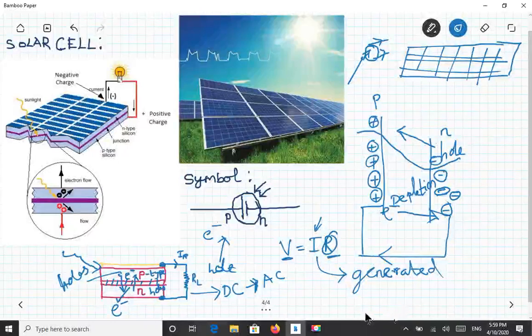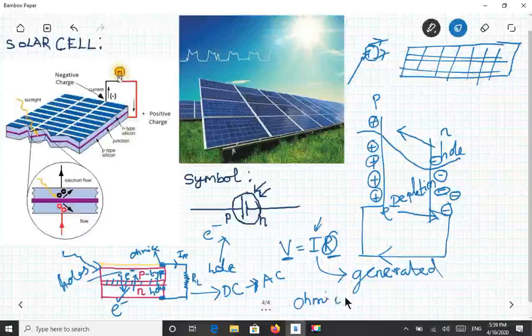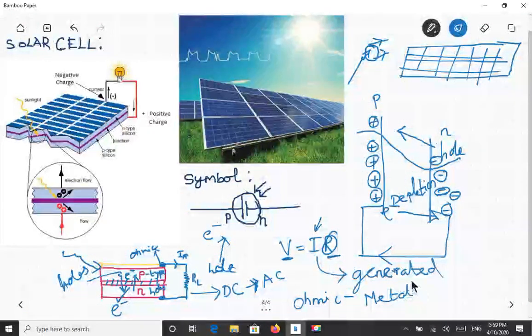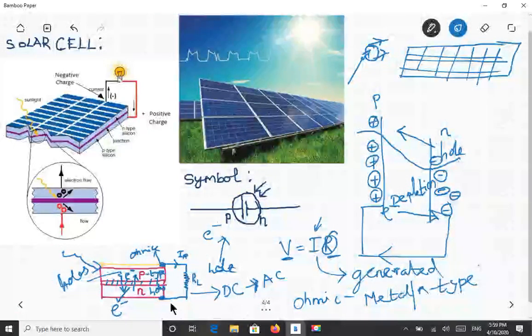And another thing is that there will be an ohmic contact introduced here. So this blue color is the ohmic contact. You all remember what is meant by ohmic contact. What is ohmic contact? It is a junction where metal is welded with the N-type semiconductor, or P-type semiconductor also we can say it as an ohmic contact, but we will not say.